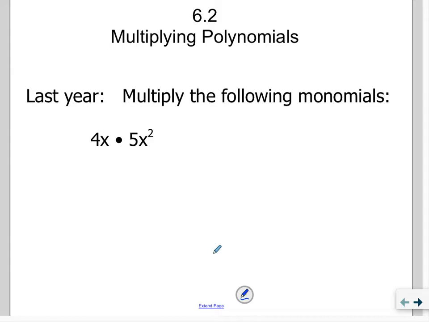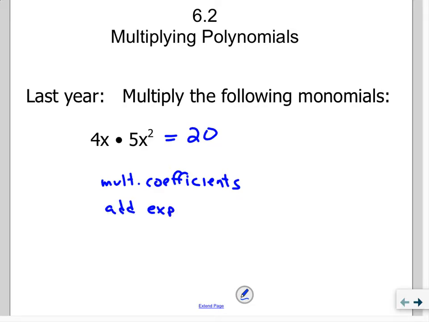And what you probably did was you multiplied the coefficients together. The coefficients are the numbers that are in front of the variables. So you multiplied the coefficients and you got 20. And then what you realized was that since the bases were the same, the bases are both x, you added the exponents. And remembering that x has an exponent of 1 on it, you got 20x to the third.